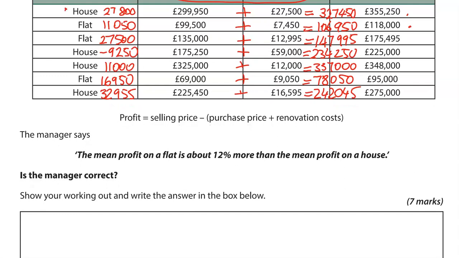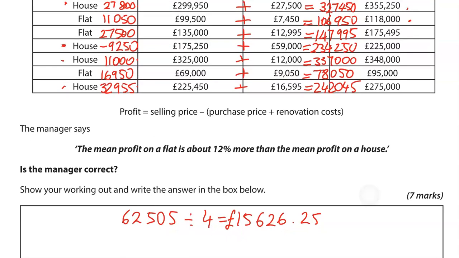So we've got 1, 2, 3, 4 houses. If we add these amounts together, I would add first 27,800 with 11,000 and then 32,955, and then take away 9,250, which is 62,505, and I'm going to divide by 4 because there are 4 houses, which gives me £15,626.25.